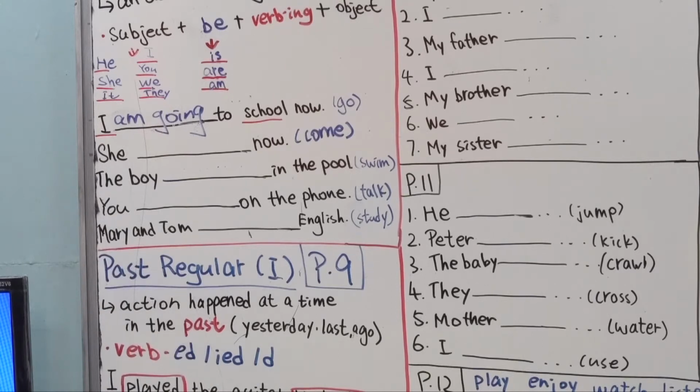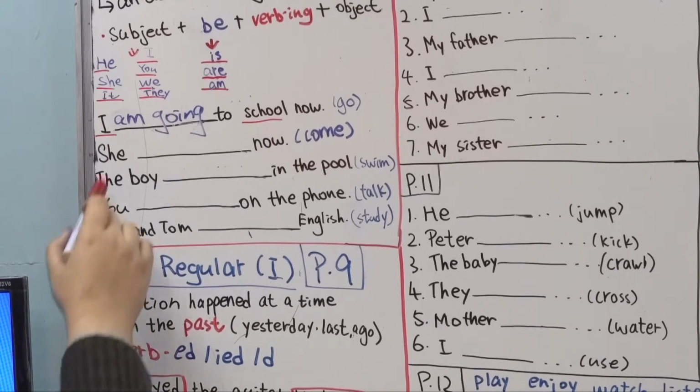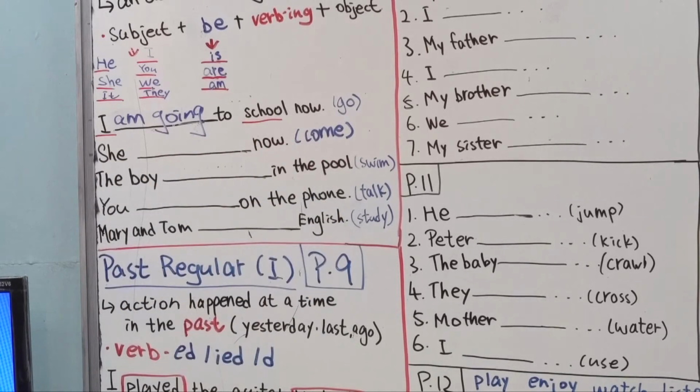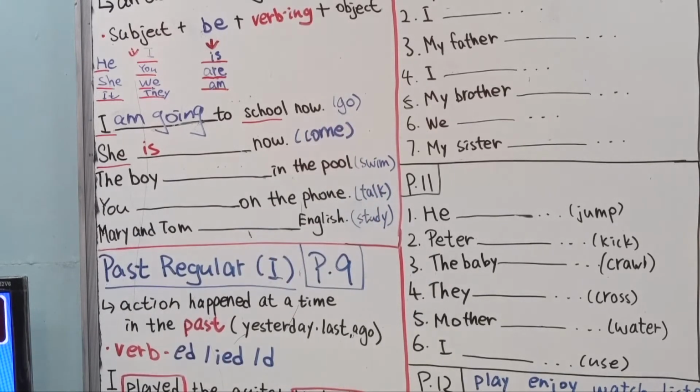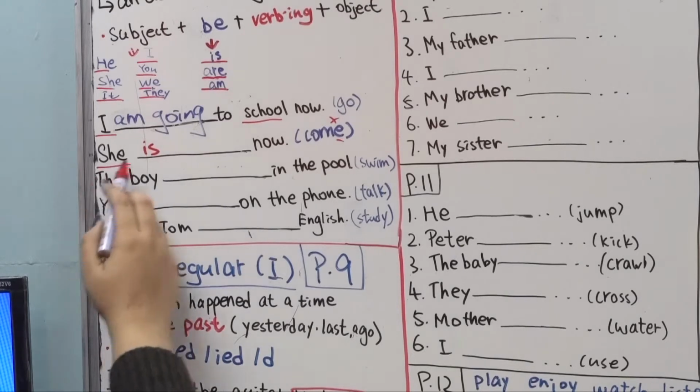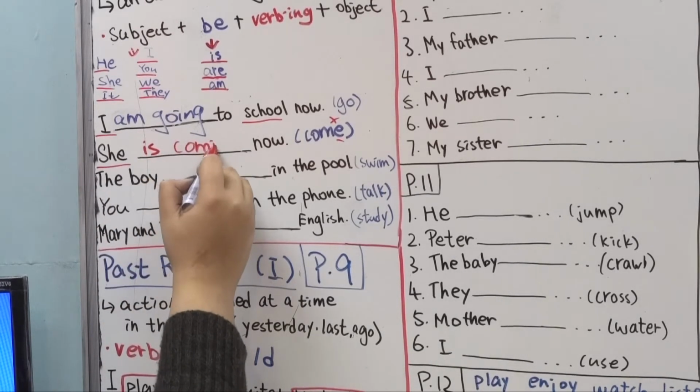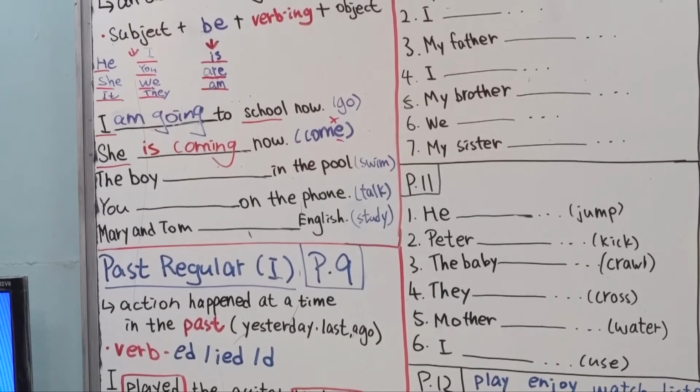Moving on to number 2. She, what now? Come. She is followed by, do we say she are? Do we say she am? No, right? We use she is. Alright, come ends with E, right? What do we have to do? We have to cross out the E and then add ing. She is coming now. Okay?